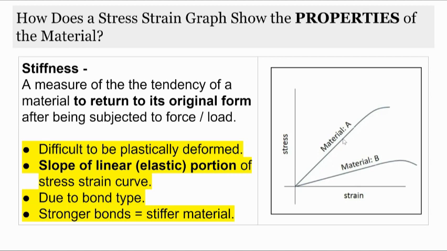Certain bonds have a stronger force of attraction and can withstand being stretched better than other bonds. So the stronger the bond is, the stiffer the material is. If we look at our graph on the right with two stress strain curves, one for material A and one for material B, we should see that material A has a much steeper slope for the linear section than material B does. And so material A would have a greater stiffness than material B would.